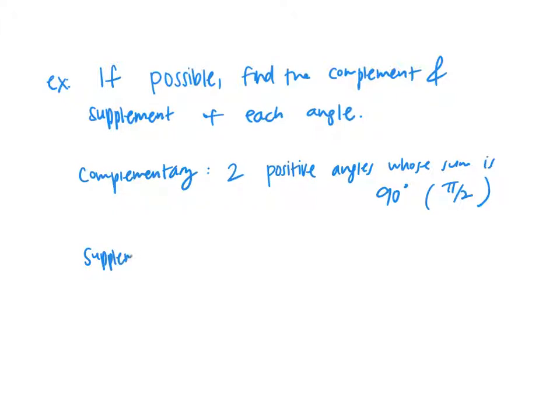Supplementary angles are two positive angles whose sum is, do you guys remember supplementary, right, 180 degrees or pi radians. One way to remember this is alphabetically C comes before S, numerically 90 comes before 180. Let's take a look at an example.